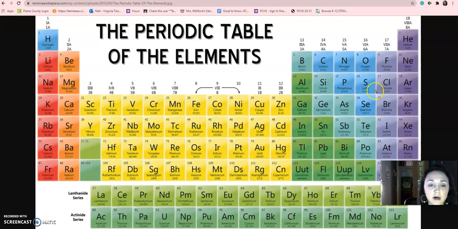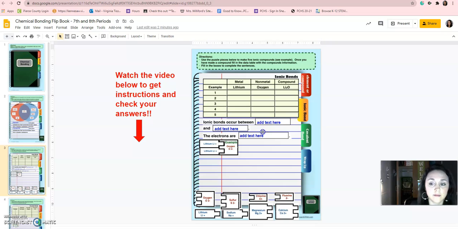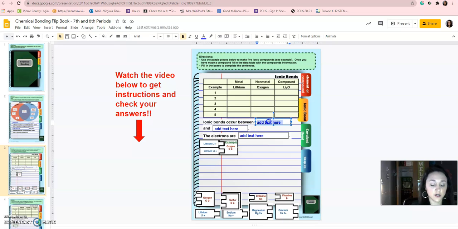So in an ionic bond, we have metals from the left side, or over here, bonding with nonmetals from the right side. Okay? So if you look on your periodic table, you should have nonmetals listed over here, metals listed over here. So the first thing we're going to do when we make these ionic bonds is we're going to have a metal and a nonmetal. The metal will always come first. So ionic bonds we know occur between metals and nonmetals.